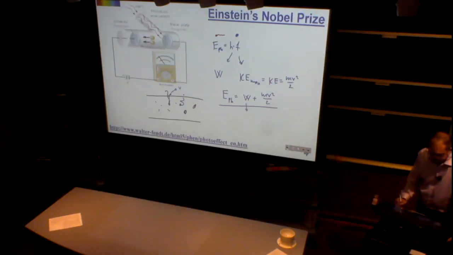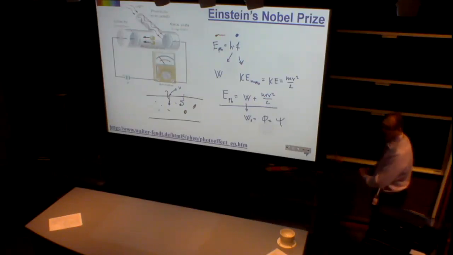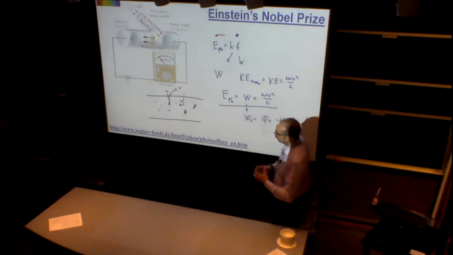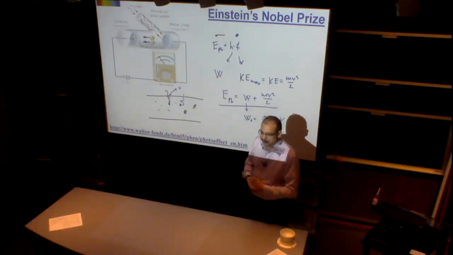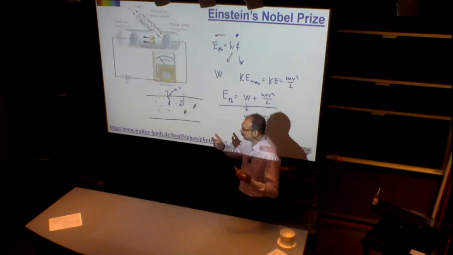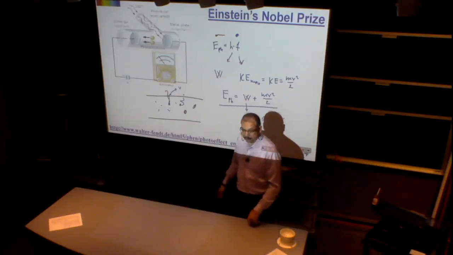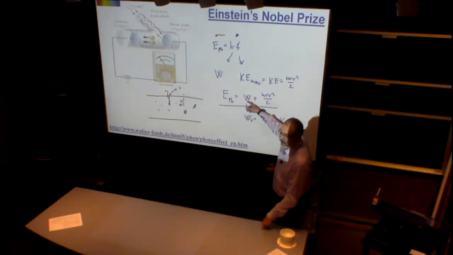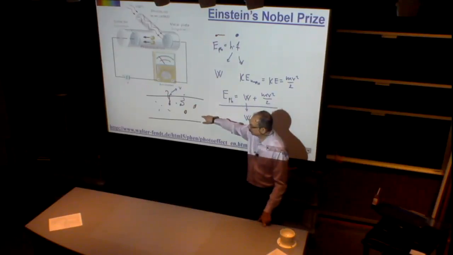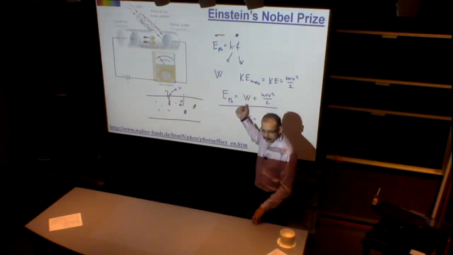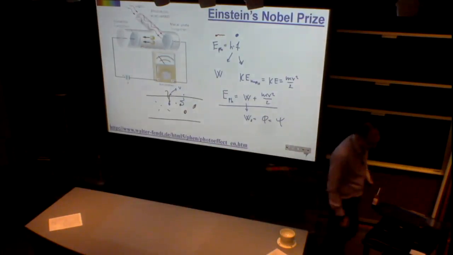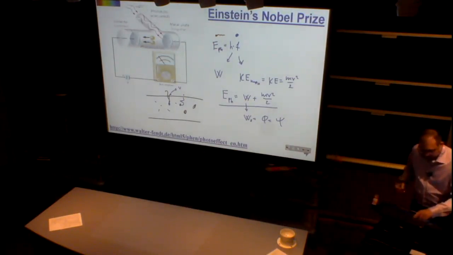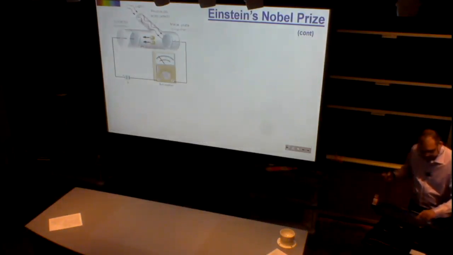This term, first of all, people use different letters for that. It's called the binding energy because energy binds inside, or work function of that material because some work has to be done to bring an electron outside. Of course, it's been measured for all major materials. So this is a fixed number. It depends on the material. For copper, one number. For gold, another number. For zinc, still another number, etc., etc. So Einstein's law for the photoelectric effect can be written like this.